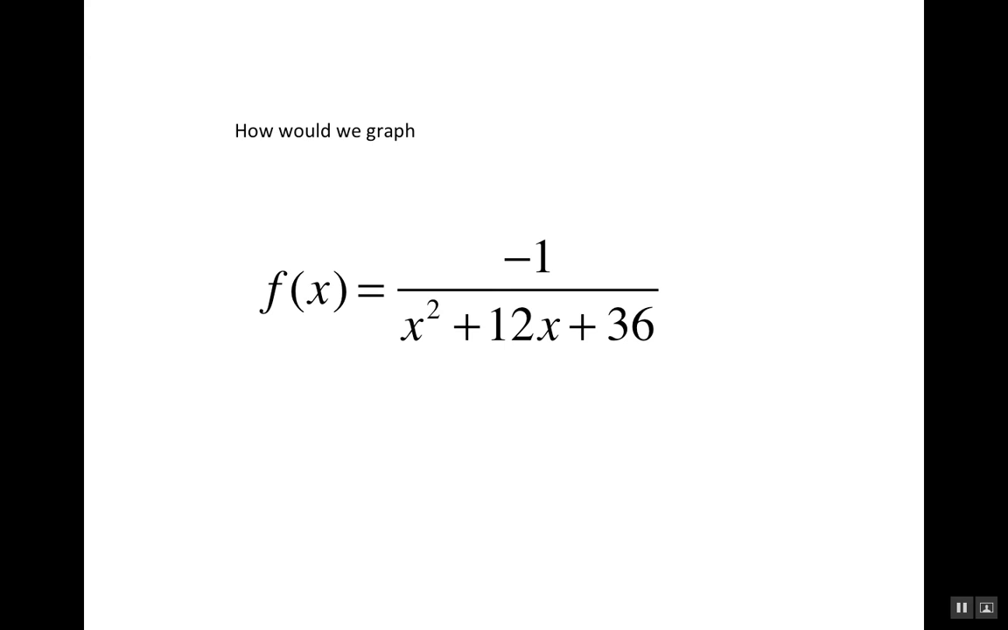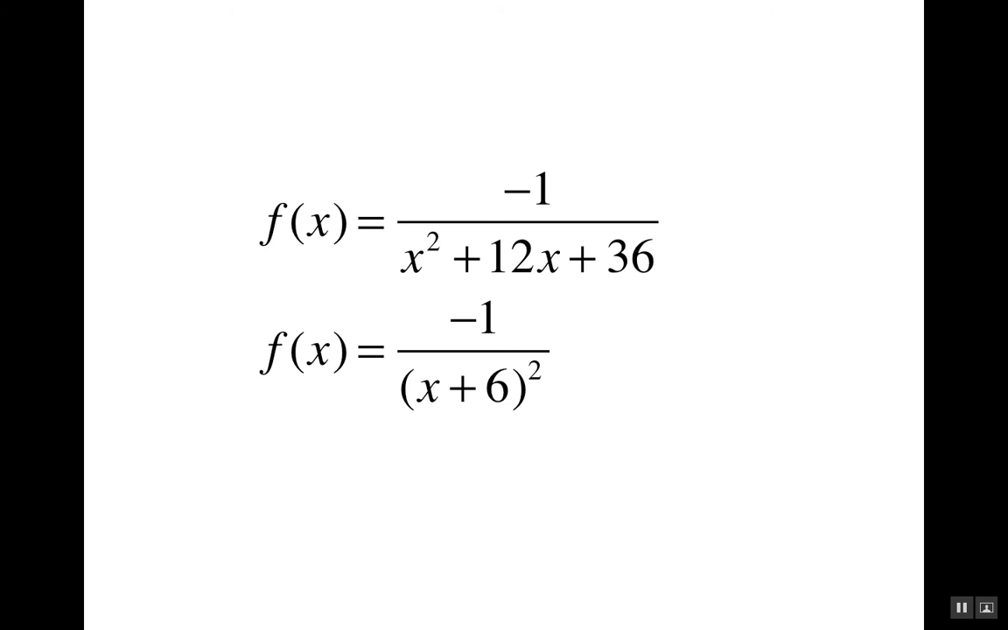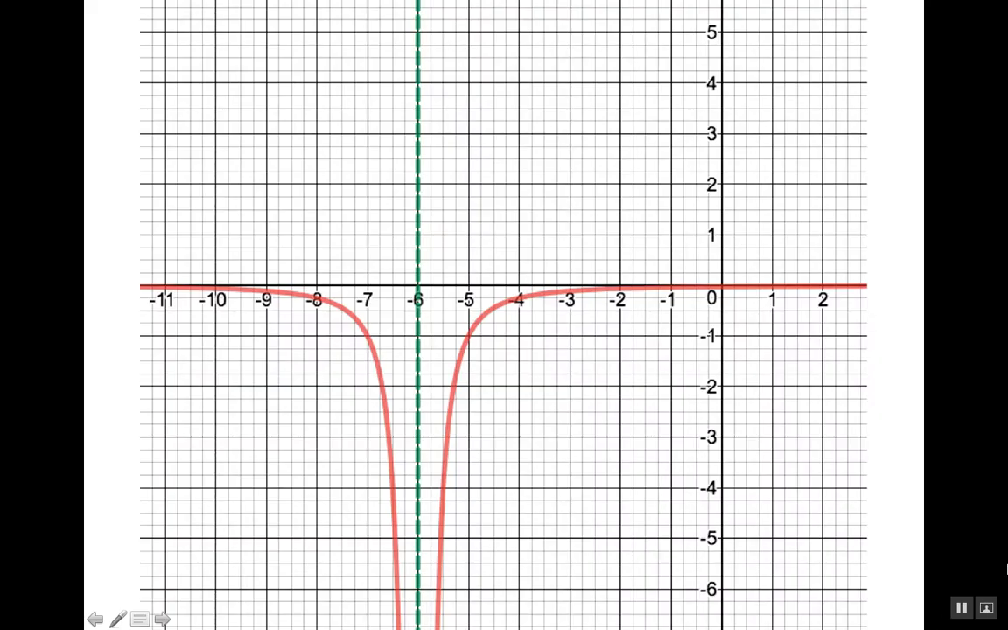And finally, what about graphing minus 1 over (x squared plus 12x plus 36)? This certainly does not look like a power function, but if we factor the denominator, we could think of this as in the family 1 over x squared, reflected, and moved to the left 6 units.